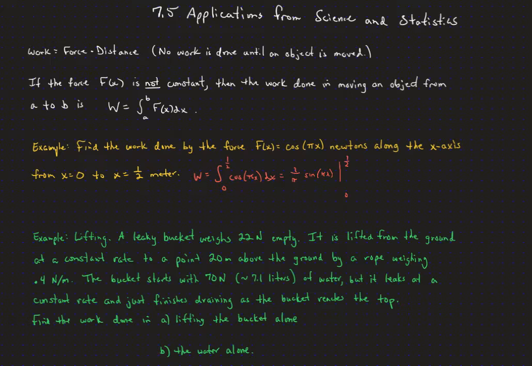So that's going to be the sine of pi over 2, which is 1, so that'll be 1 over pi, and then minus the sine of 0, which is 0, and so we'll get 1 over pi, or if you put that in your calculator, that'll be about 0.318. That is going to be newton meters, which are known as joules in the physics world.